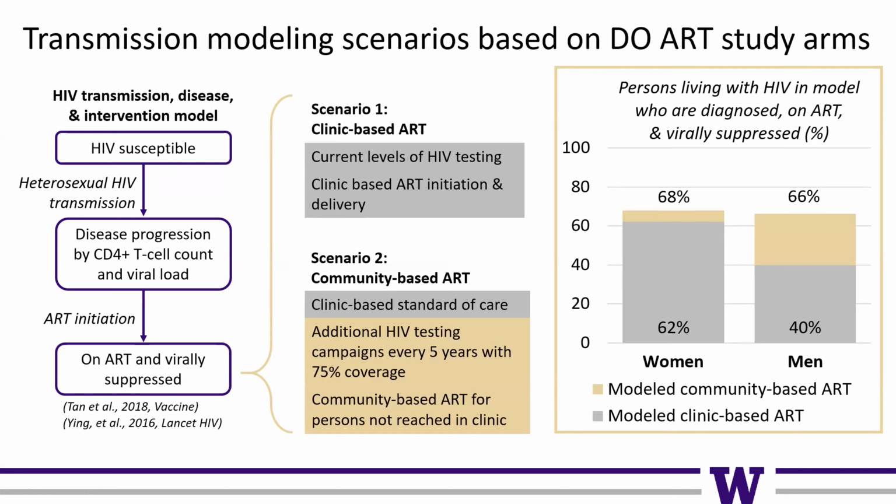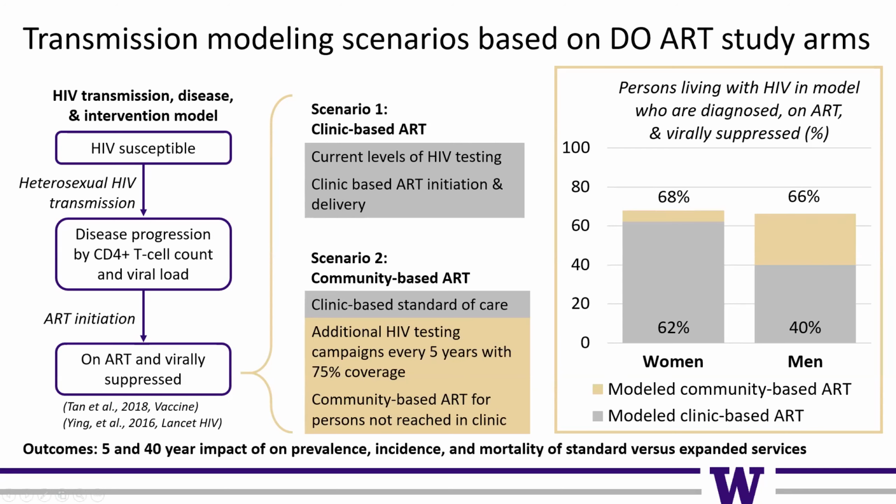We therefore model a scenario with additional HIV testing campaigns conducted every 5 years that connect persons not reached in the clinic to community-based ART, therefore raising the percent diagnosed on ART and virally suppressed to about 67%, shown by these gold bars. In our modeling, program implementation begins in 2020, and we evaluate both the 5 and 40-year impacts of clinic or community-based ART on HIV incidence, mortality, and prevalence.